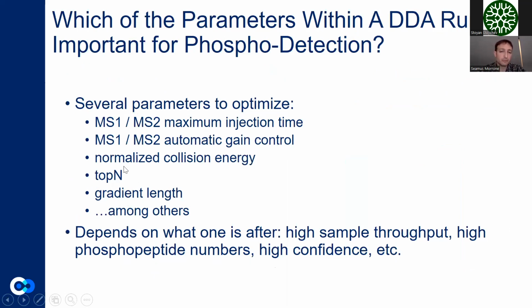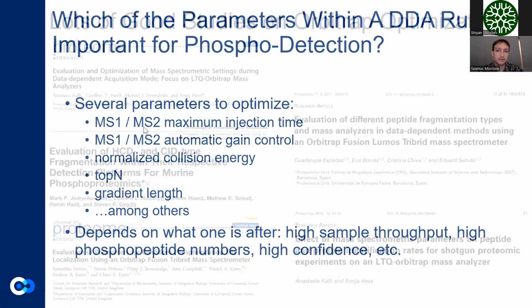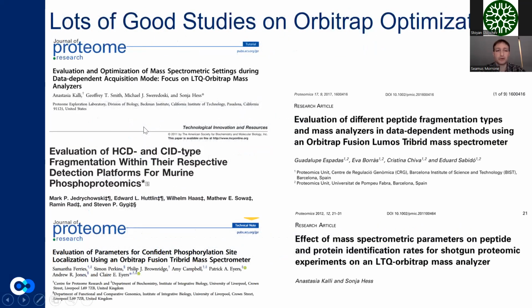So one of the take-home messages of what I'm going to present, or what I have been presenting, is that it really depends on what one is after. If you want high sample throughput, then you want to focus on short gradients, etc. You want high phosphopeptide numbers, or high confidence in those phosphopeptide localizations. All of these will play a role in how you optimize your parameters.